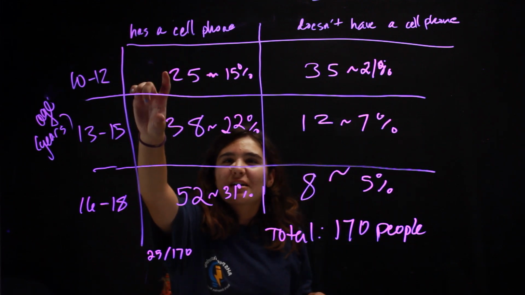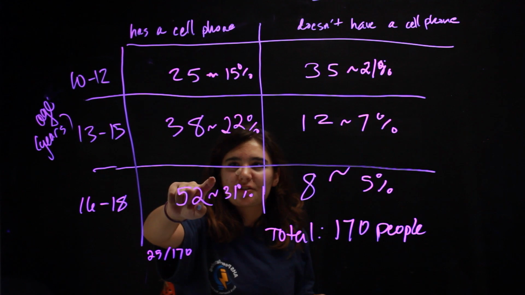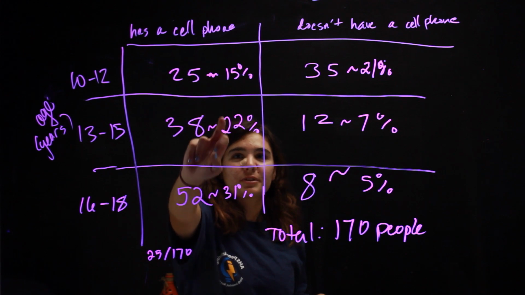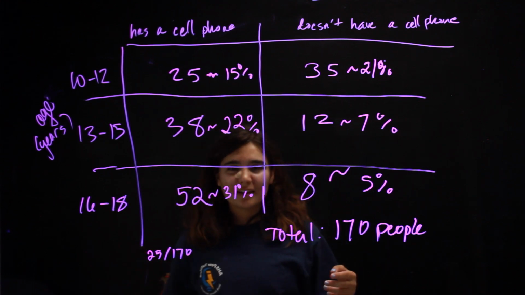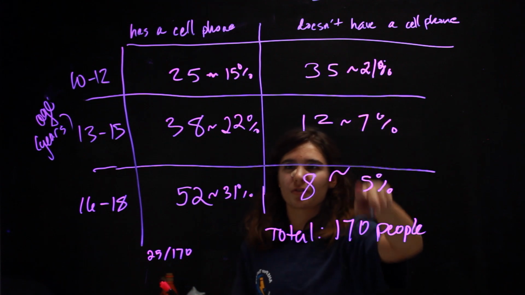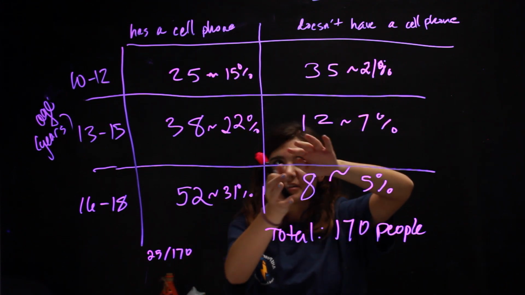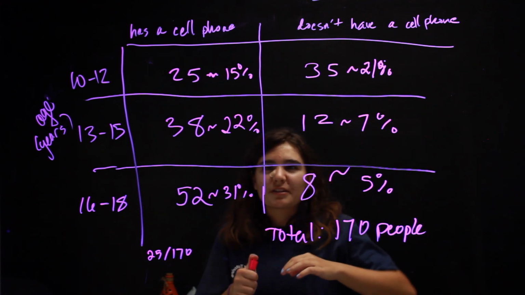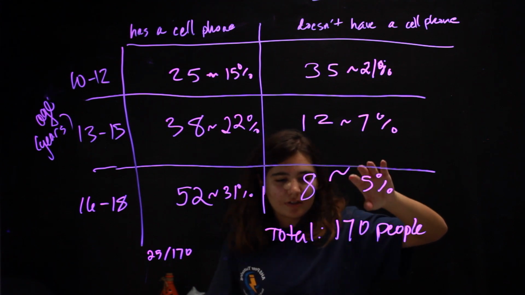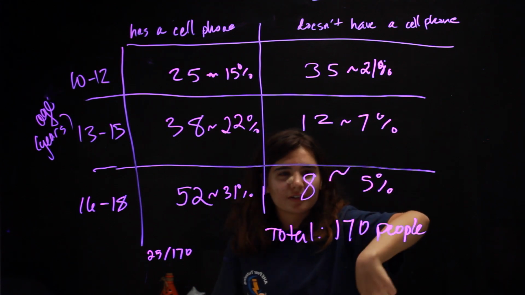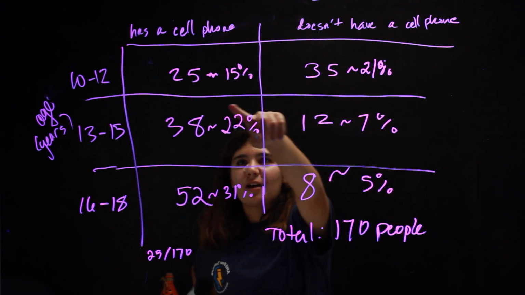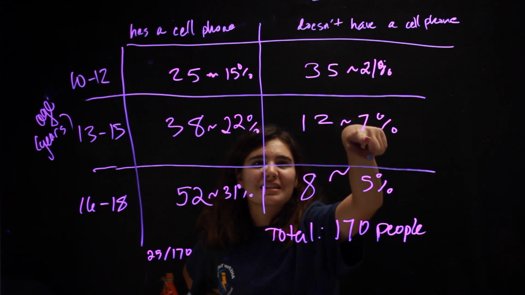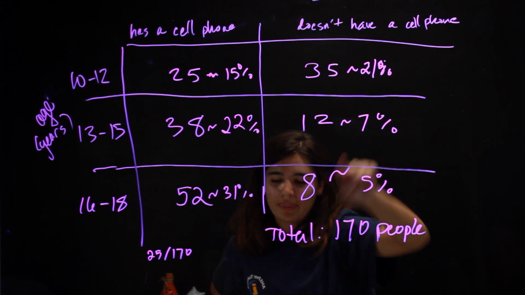So you can see that the percentages increase of having a cell phone as you get older. And you can also see that with the numbers, right? But it goes from 15% to 22% to 31%. And correspondingly, these get smaller, right? Because if the people who have cell phones are getting bigger, then the percentage of people who don't have cell phones is also going to be getting smaller. And you can also kind of see where a big jump is. You can see how this jumped from 15 to 22%, and this went down from 21% to 7%. That's a huge jump.